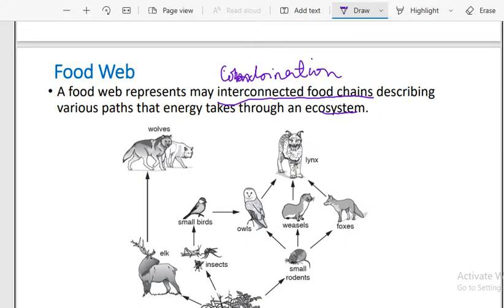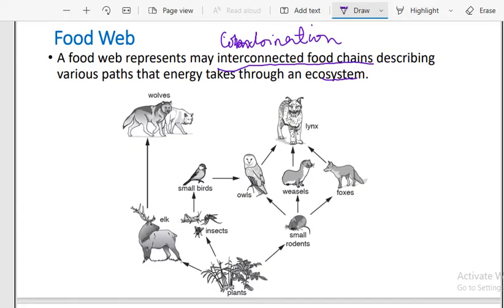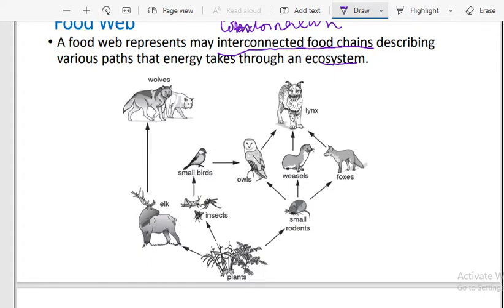It's a combination of food chains. Now, looking at this example, I think I got this from a past exam paper. Here, the plant is the producer. Now, we have three different primary consumers here. So the elk is, let me use PC, primary consumer. The insect here is also a primary consumer. The small rodent is a primary consumer.